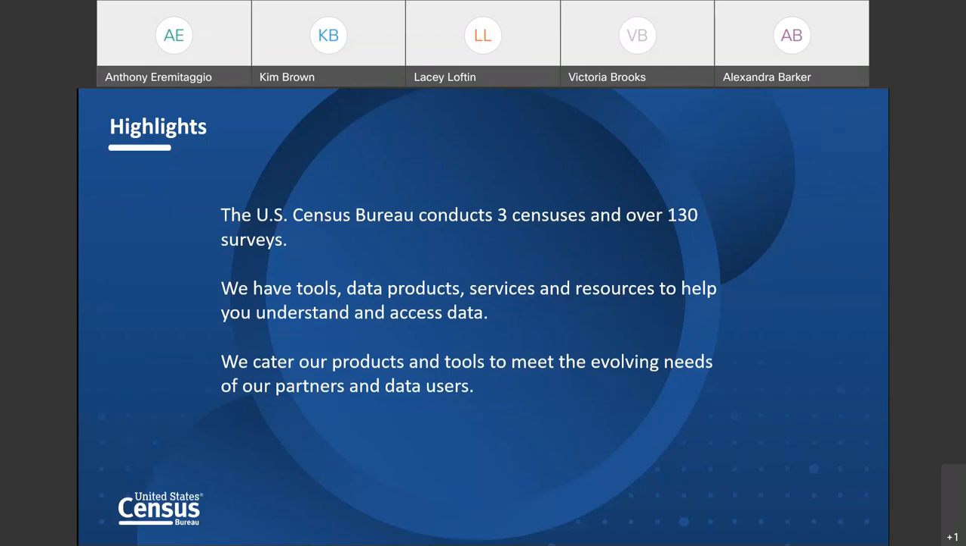So the key takeaways or the highlights that I want to emphasize from this presentation is the fact that we do 3 censuses. A lot of people are aware of the decennial census, but don't know that we do the economic and the government censuses as well. We do 130 surveys, and not all of them are just the Census Bureau surveys. We do them for other agencies because we are very good at what we do in collecting and disseminating data. We have tools, we have data products, services, and resources to help you understand and access our data. And we cater our products and tools to meet the evolving needs of our partners and data users.